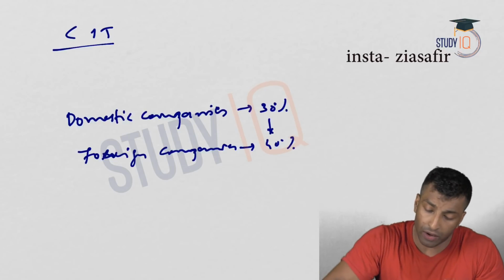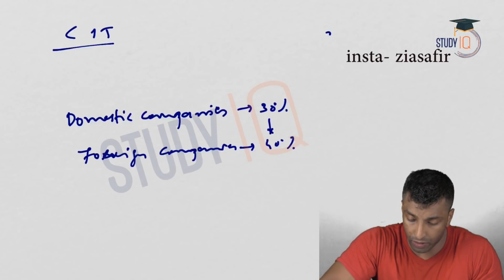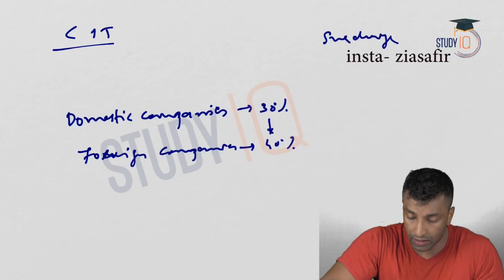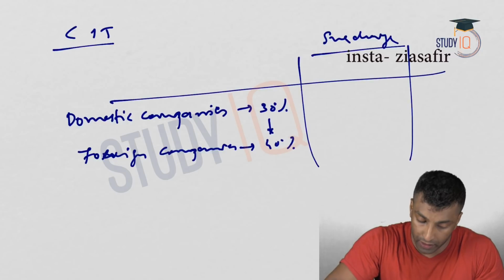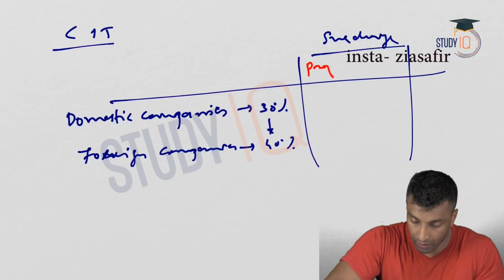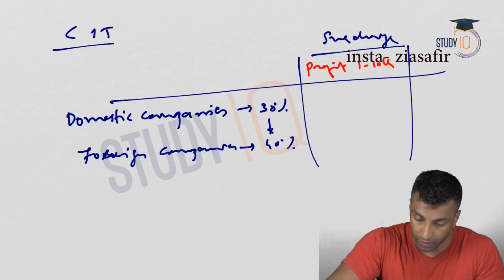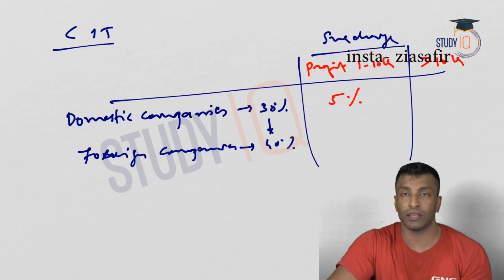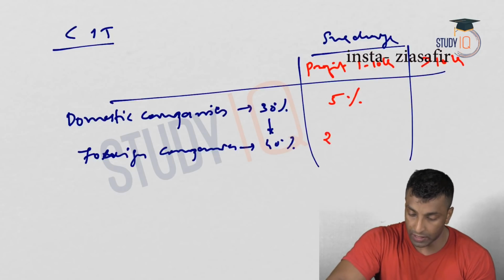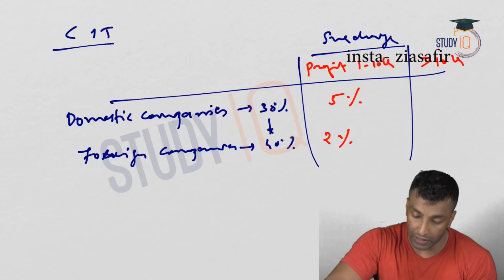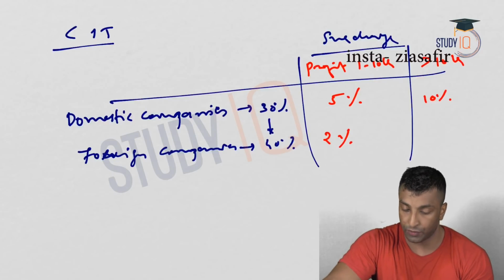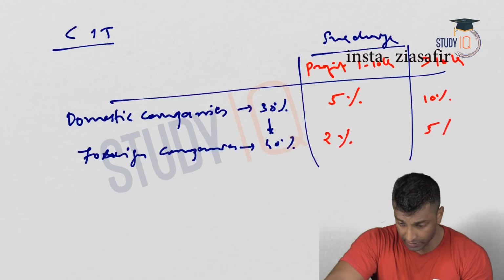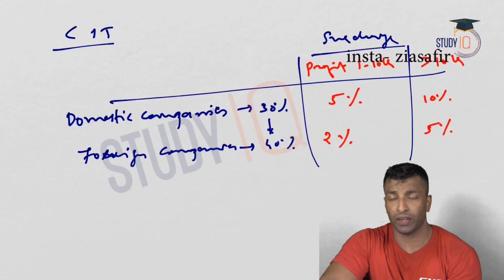Now the surcharge will be on these companies also. You can see here the surcharge is applied like this. If we divide like this, if the profit is 1 to 10 crore, and if it is above 10 crore. If it is 1 to 10 crore, 5% for domestic companies surcharge, and 2% for foreign companies. And if it is above 10 crore, 10% for domestic companies and 5% for foreign companies.